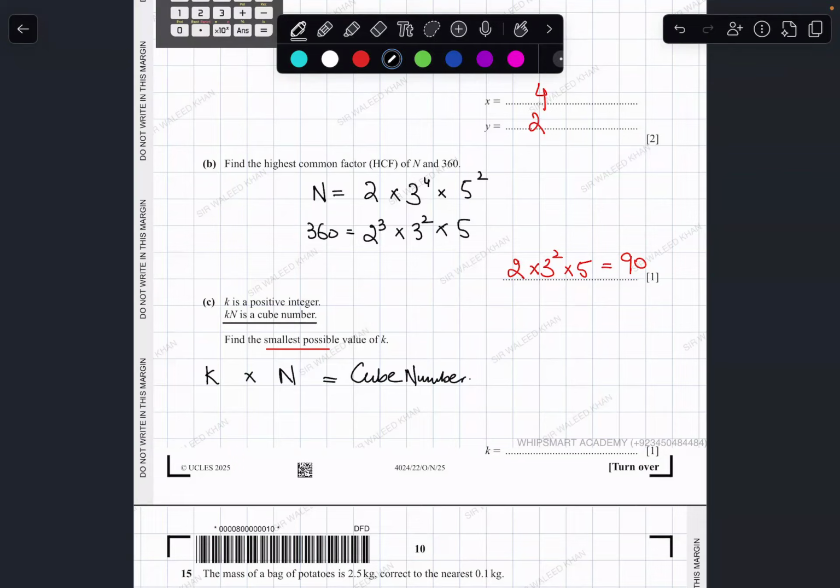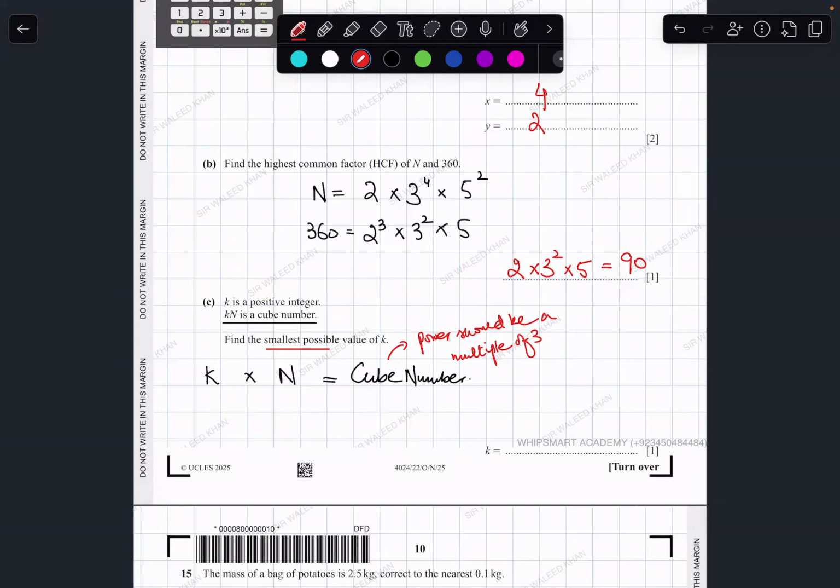Now, when we are dealing with cube numbers and it's written as a product of its prime factors, just remember that for cube numbers, the power should be a multiple of 3. The power of the prime factors should be a multiple of 3. Okay.